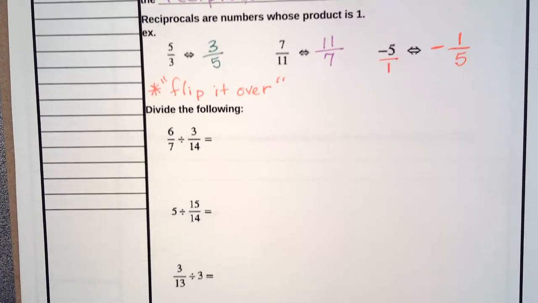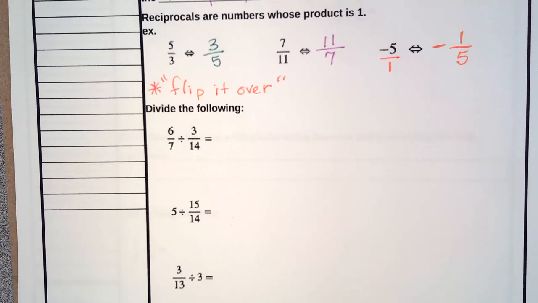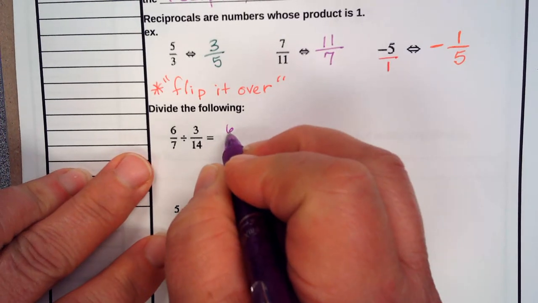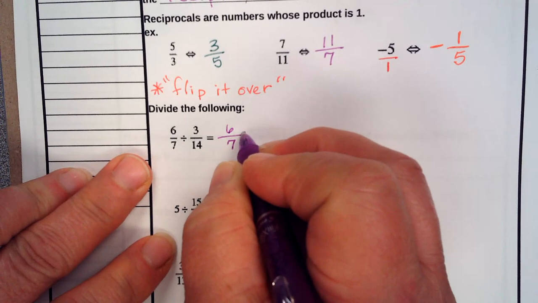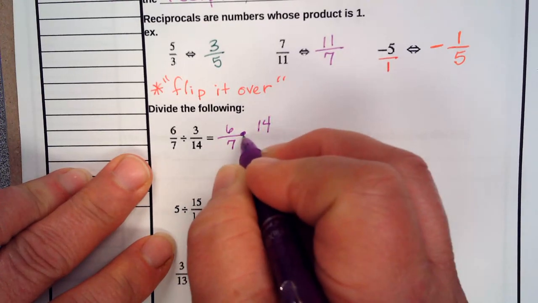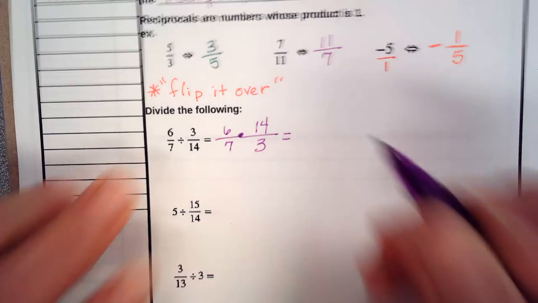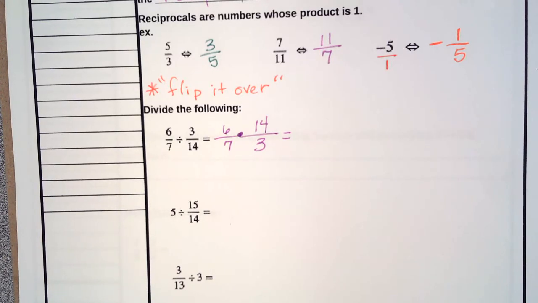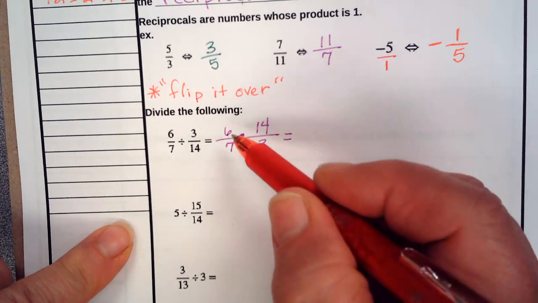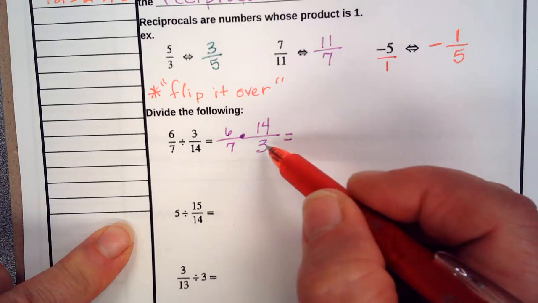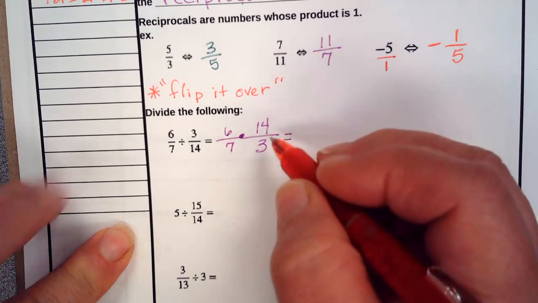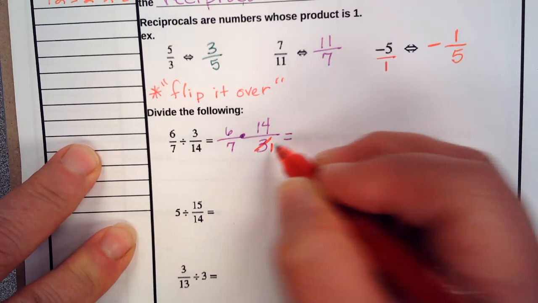Okay, so we're going to divide the following, which we know is not quite what we do. We're going to multiply by the reciprocal. So 6 over 7 times 14 over 3. Okay, that's your first step. Flip it over and multiply. Look for your common factors. I've got 6 and I've got 3. I know that 3 divides evenly into 6. 3 divided by 3 is 1.